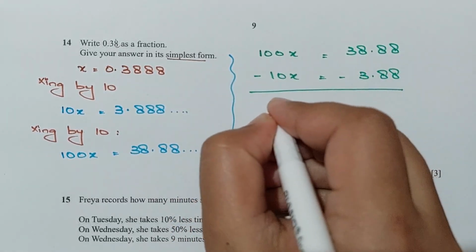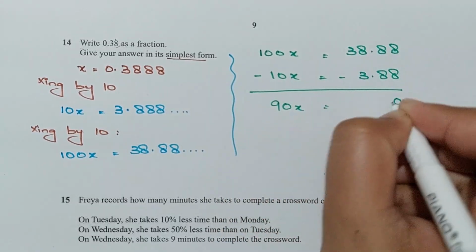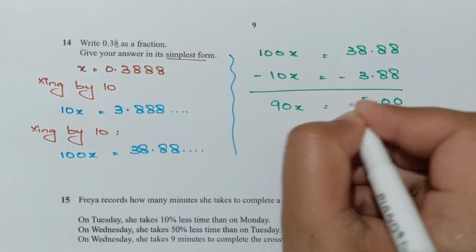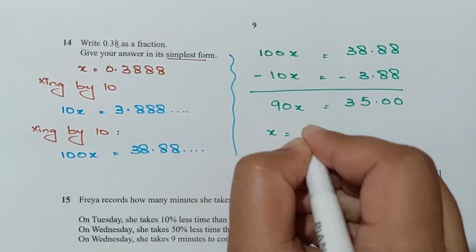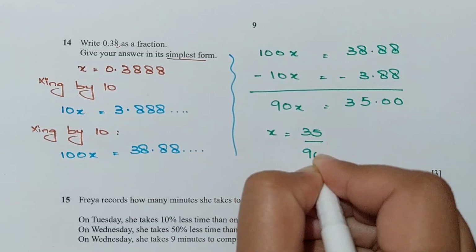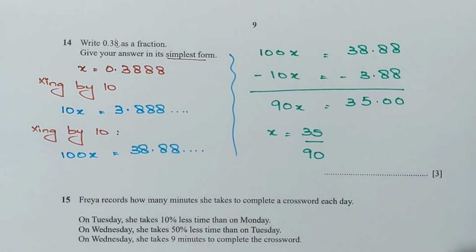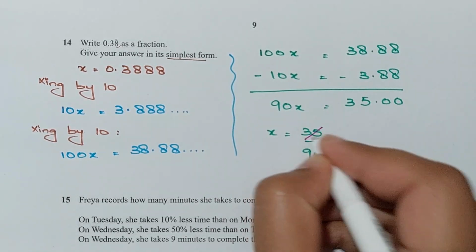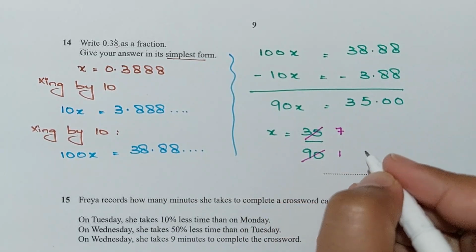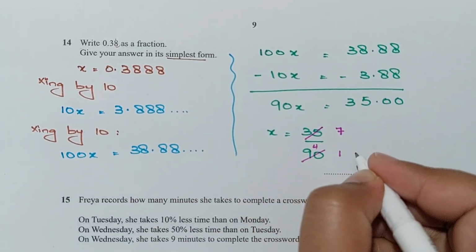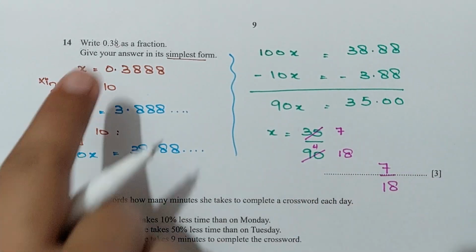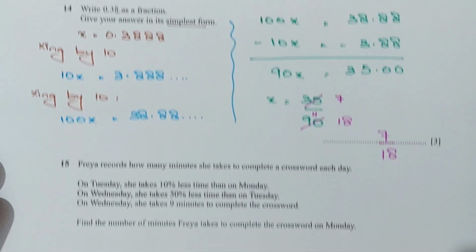From 100 take away 10 would be 90x, and from 8 take away 3 would be 5, and this is 3. So what is x? x equals 35 out of 90, but this is not in the simplest form. We have to convert it into simplest form. 35 out of 90 we can do by the 5 times table. 5 times 7 is 35, 5 times 18 is 90. So 7 out of 18 is the answer in its simplest form.